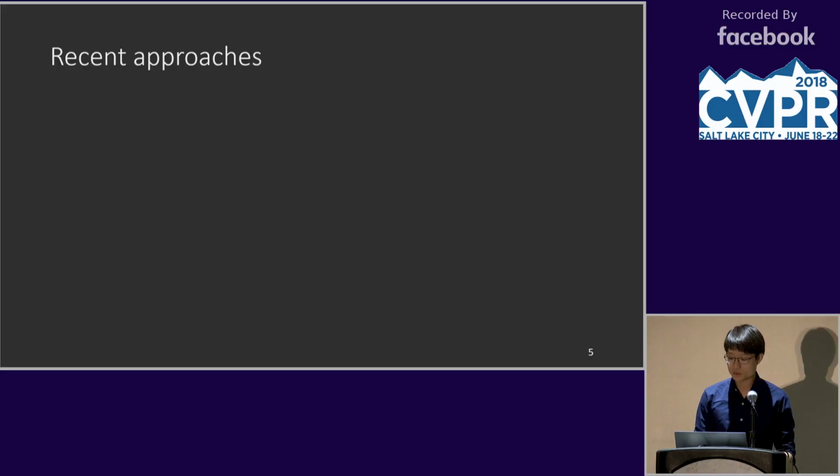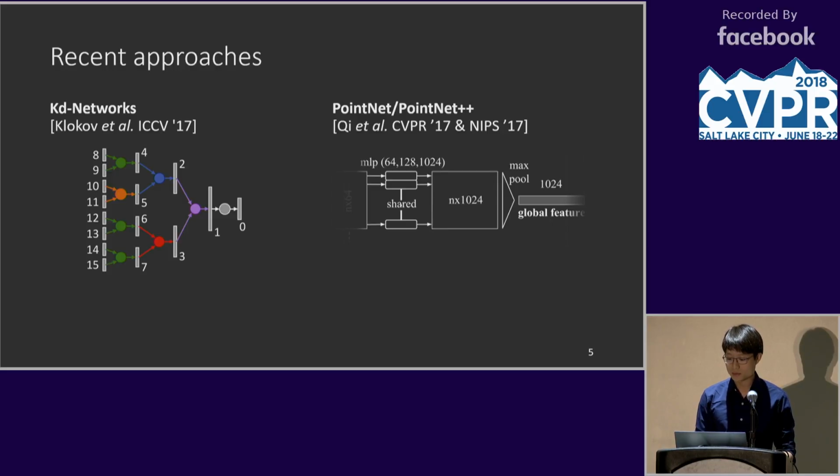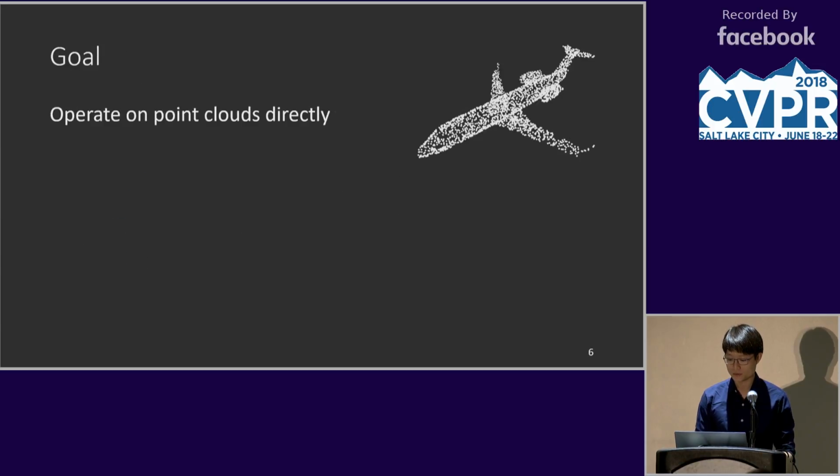There is some recent work on networks that can directly operate on point clouds to avoid those issues. KD networks build KD trees on the points and then perform filtering on the tree nodes. PointNet and PointNet++ process points individually and then aggregate information globally or hierarchically using max pooling. Similar to those approaches, we also design a deep learning architecture for direct point cloud processing.